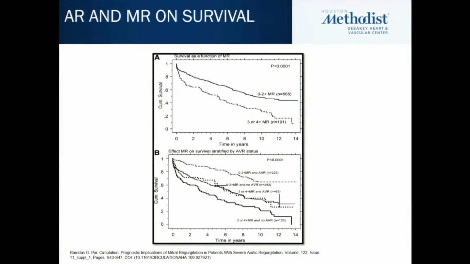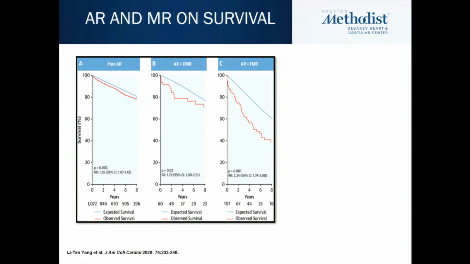And in this study, MR was an independent predictor of lower survival even after adjusting for other univariate predictors of survival. This is another recent study which looked at the impact on survival of these combined lesions stratified by the MR mechanism. So this is a retrospective study from 2004 to 2019 with moderate to severe chronic AR. Of the 1,239 patients, 86% of them had pure AR, and about 14% had a combination, with 9% having AR and functional MR and 5% having AR and primary MR.